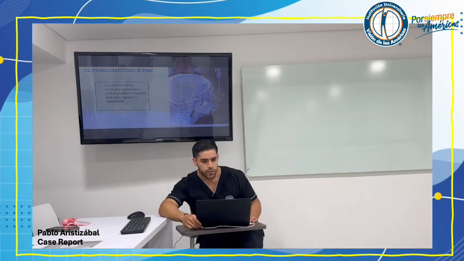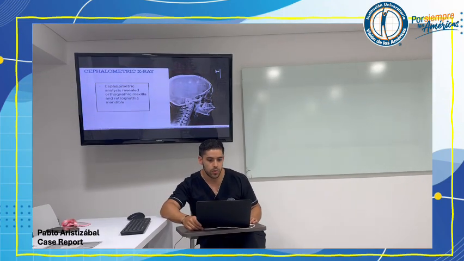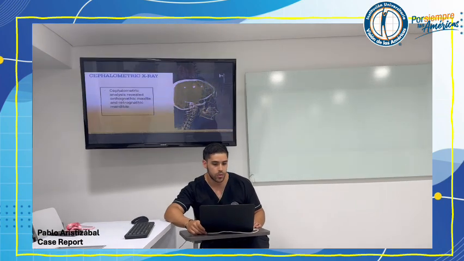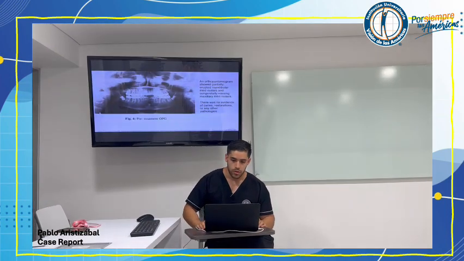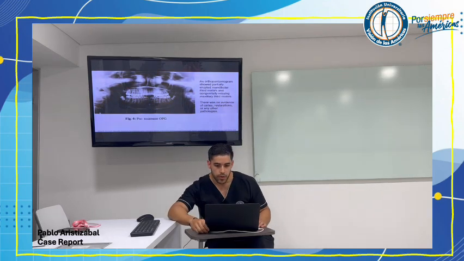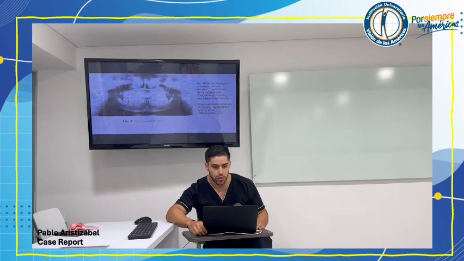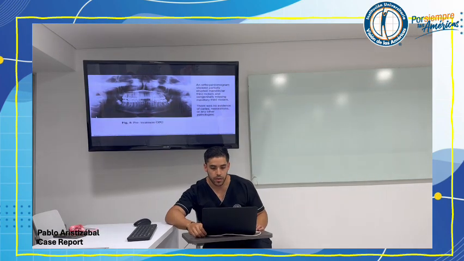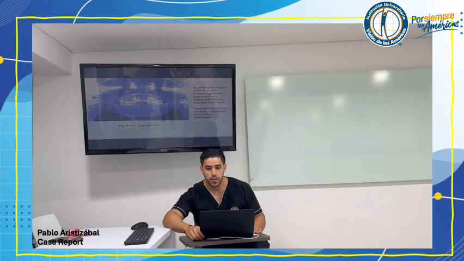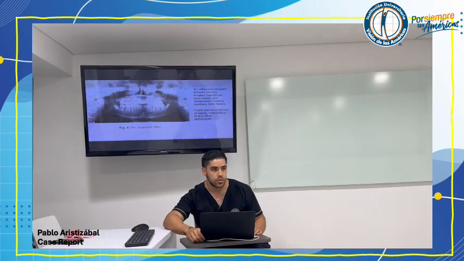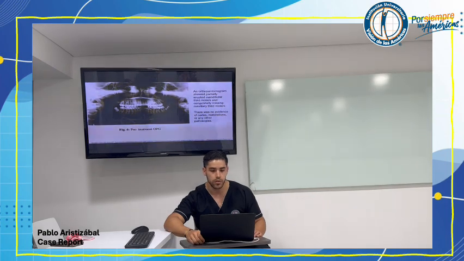So here we have the cephalometric X-ray. The cephalometric analysis revealed an orthognathic maxilla and a retrognathic mandible. The panoramic X-ray showed partially erupted mandibular third molars and congenitally missing maxillary third molars. Also, there was no evidence of cavities, restorations, or other pathologies on these X-rays.